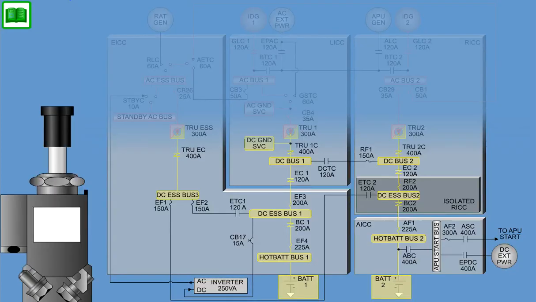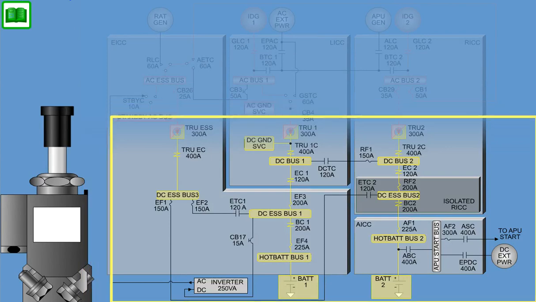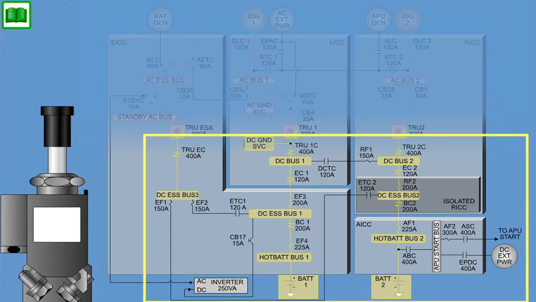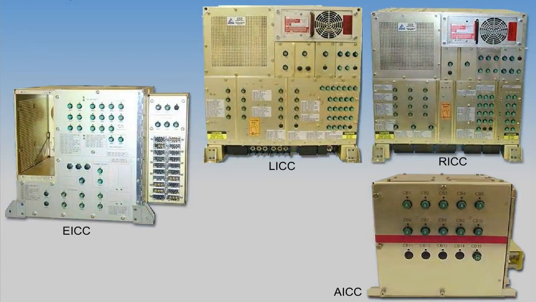The DC circuit breakers provide protection of supply lines and cables for loads whose power is sourced from the DC supply system of the airplane. The circuit breakers are mounted on the circuit breaker panels located on the front of the left, right, essential, and auxiliary integrated control centers. Only DC circuit breakers are mounted on the AICC.